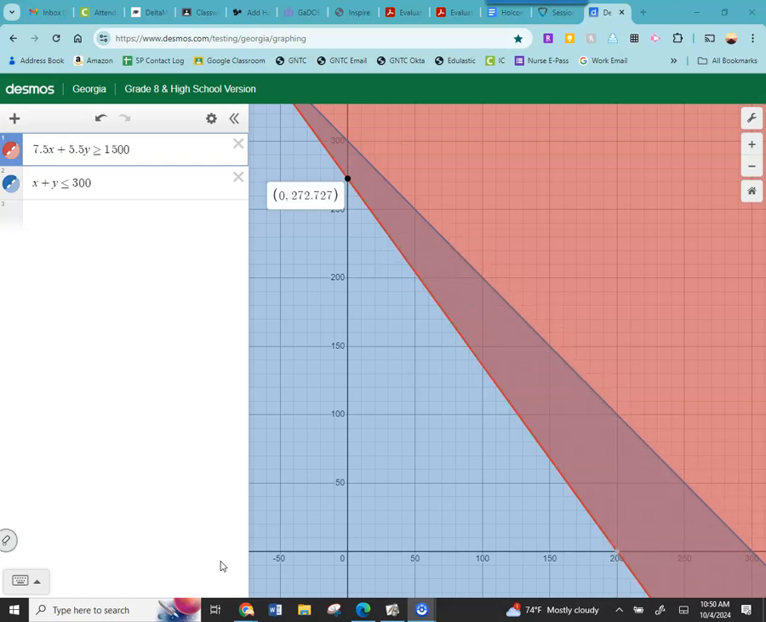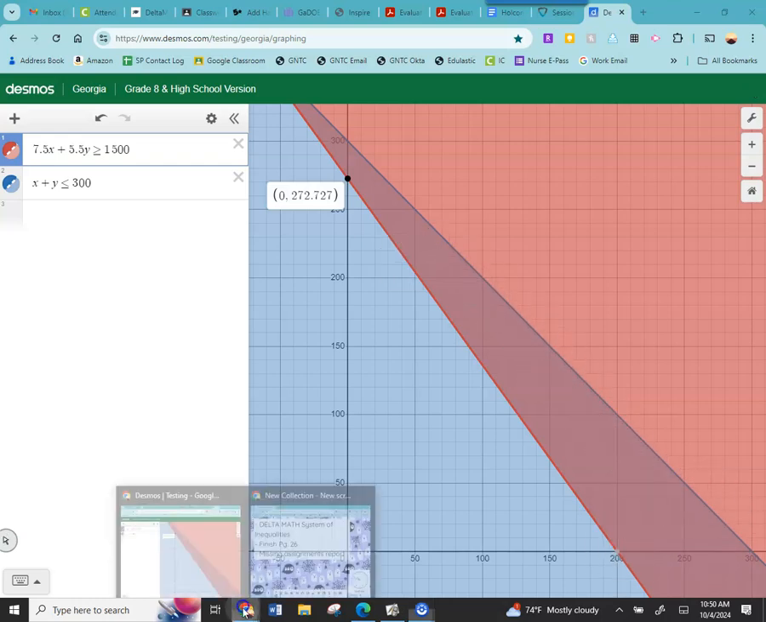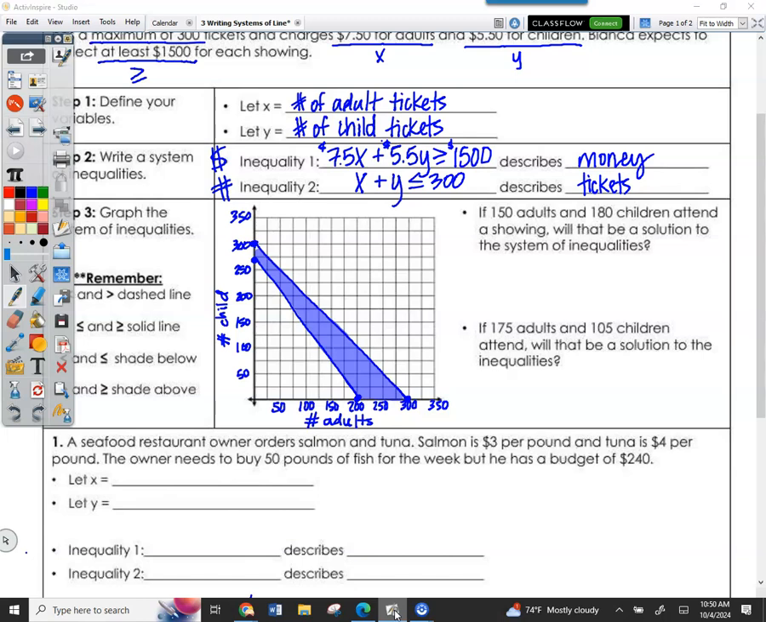And then now we can answer these questions. It says, if 150 adults and 180 children attend, is this a solution to the system? Two ways to check this. What's the fastest way to check it? Double check your X and Y's. We did say X is adult and Y is children, so they are telling me this is adult and this is children.